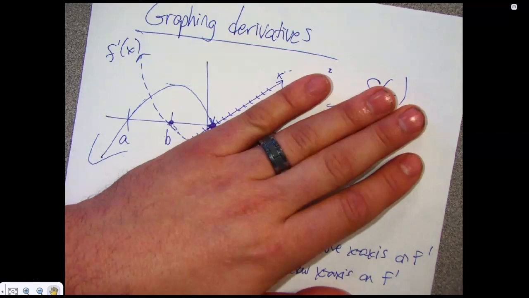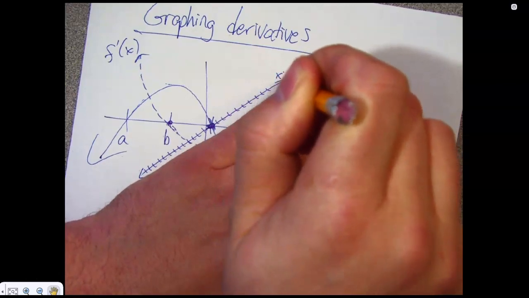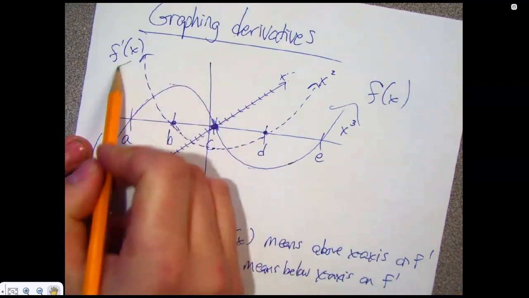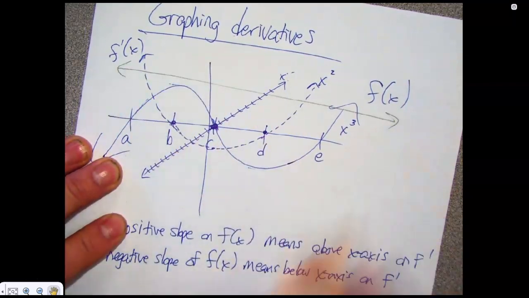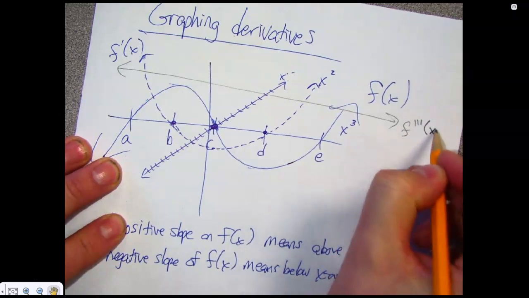It's positive and staying the same, isn't it? This slope here is positive and it's the same positive the whole time, right? So my derivative needs to be positive and the same the whole time, which would look something like this. This would be f triple prime. That's called jerk.